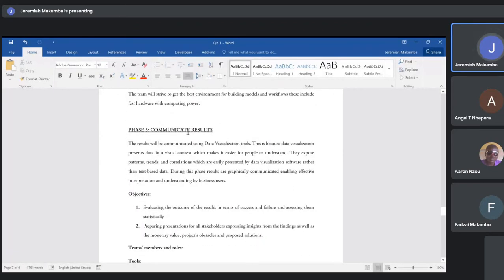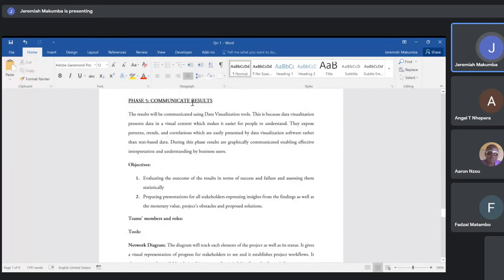Then phase 5 is now communicating what? Results. The results will be communicated by data visualization tools. This is because data visualization presents data in a visual context, which makes it easier for people to understand, right? Objective of this phase includes evaluating the outcome of the results in terms of success and failure and assessing them statistically. Then the second one is preparing a presentation for all stakeholders, expressing insights from the findings as well as the monetary value or project's obstacles and proposed solutions.